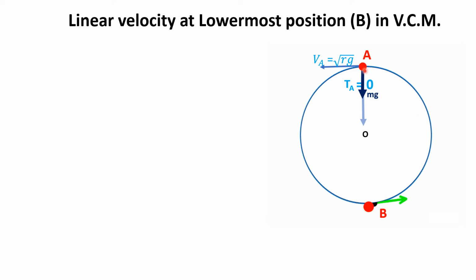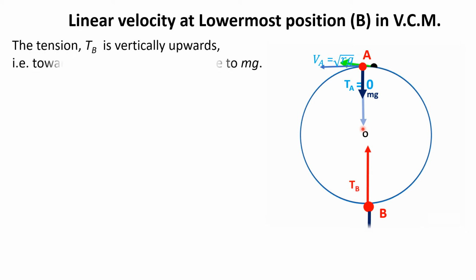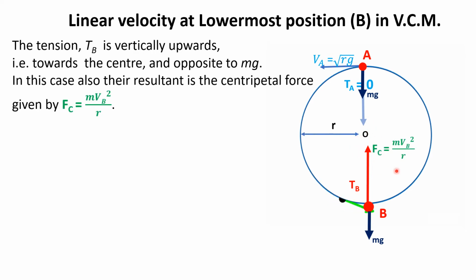vertical circular motion. We know that the velocity at the uppermost position is given by square root of Rg, and the tension at this point is always 0. The tension TA and Mg at point A are both directed towards the center and balance the centripetal force. The tension at point B, that is the TB vector, is vertically upwards, towards the center and opposite to its weight Mg vector, which is directed downward. This also balances the centripetal force.